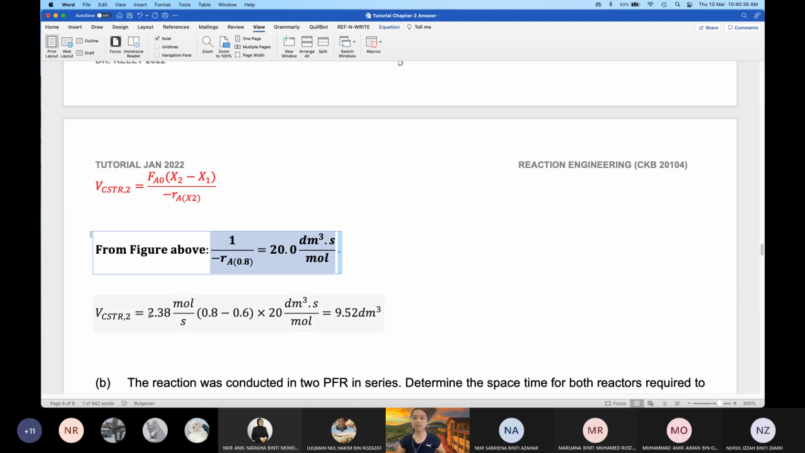Kamu ganti sahaja. So become FA0. FA0 masih sama as again. Kalau tak ada perubahan volumetric flow rate, there are no changes in temperature, pressure, so on and so forth. FA0 tu masih sama. You can still use the same FA0. So FA0 multiply with X2 minus X1 multiply with 1 per minus RA when my X 0.8. You get the volume as 9.52. Done for first part of the question.